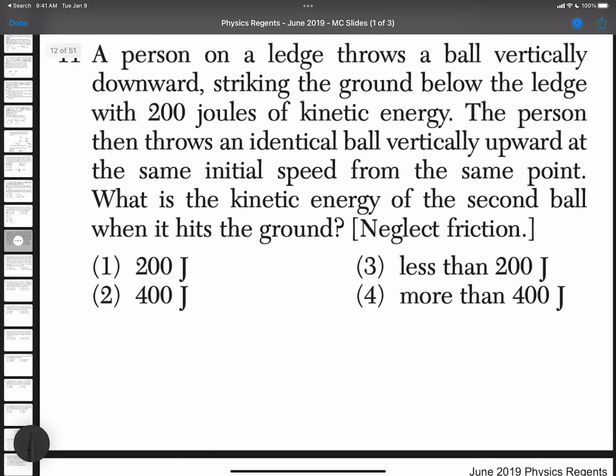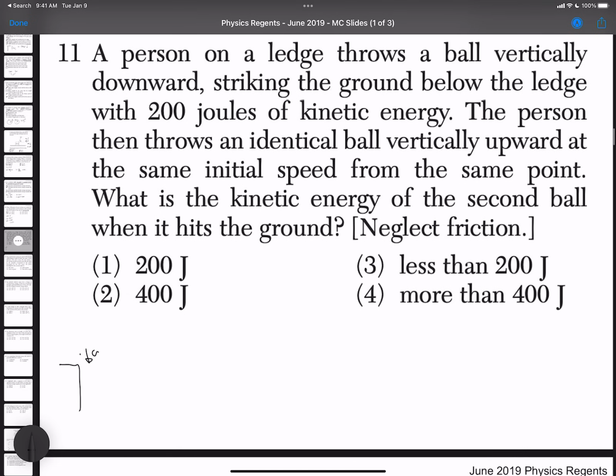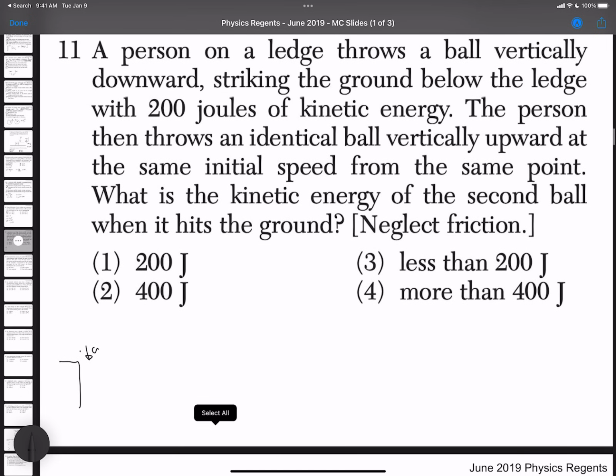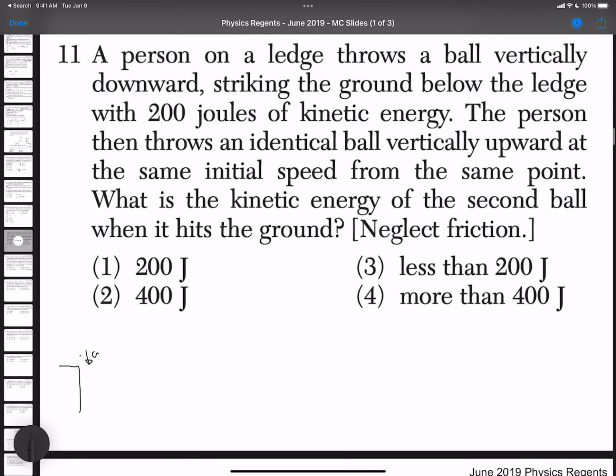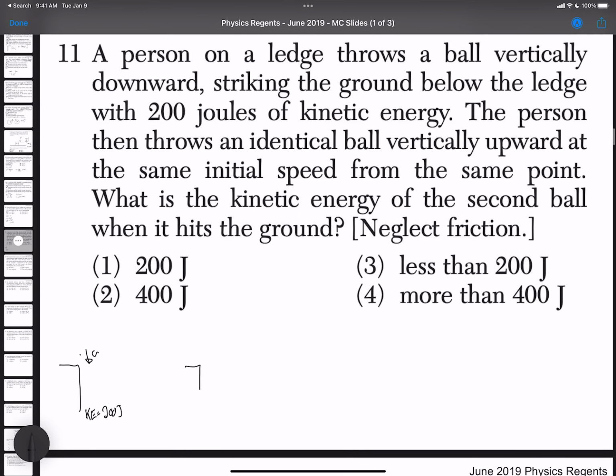Question 11. A person on a ledge throws a ball vertically downward, striking the ground below the ledge with 200 joules of kinetic energy. So we have our ledge. The person is throwing at some speed, some v, that they're throwing downwards. And when it reaches the bottom, they find that the kinetic energy is 200 joules. The person then throws an identical ball vertically upwards at the same initial speed from the same point. What is the kinetic energy of the second ball when it hits the ground?